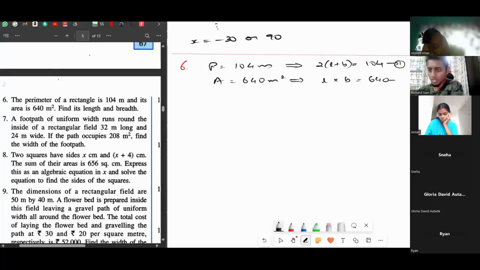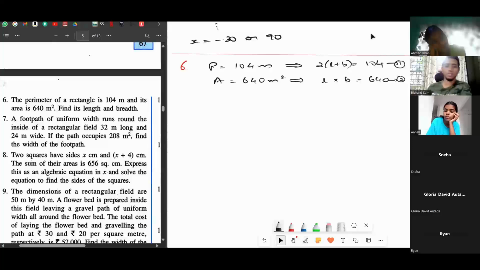So let's substitute something in something. What should we do? You need to substitute one equation in the other equation, make it one equation. You can substitute the second equation in the first. So in the second equation, we can make either the length or the breadth the subject. Okay, let's make breadth the subject.